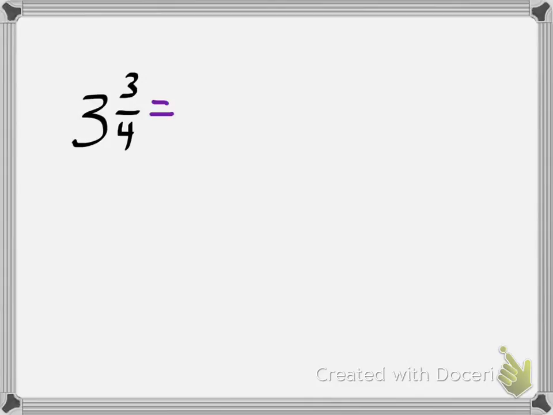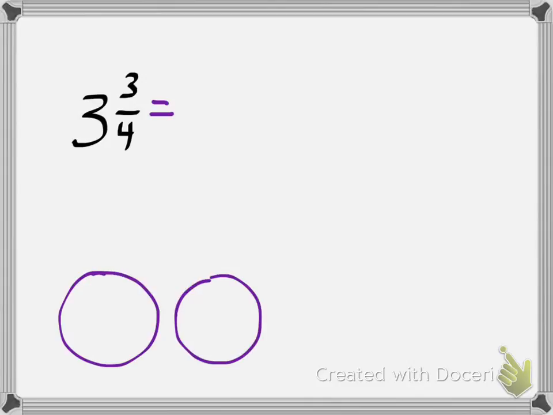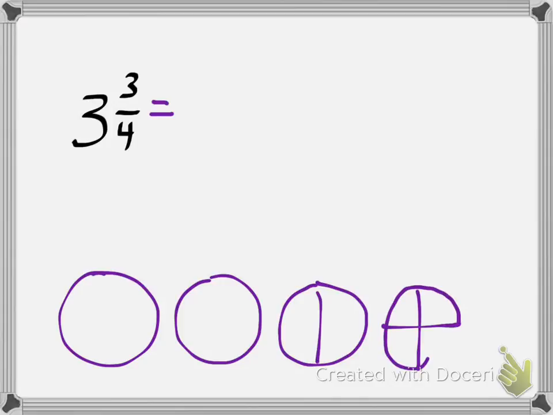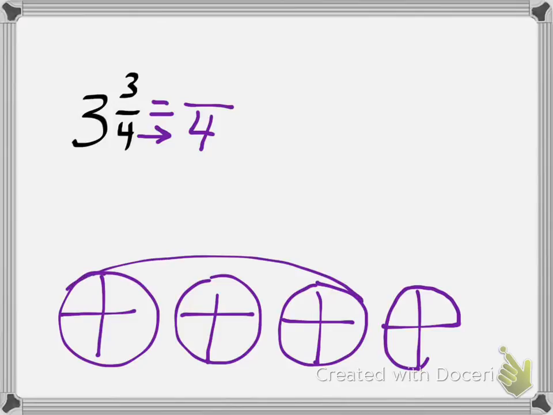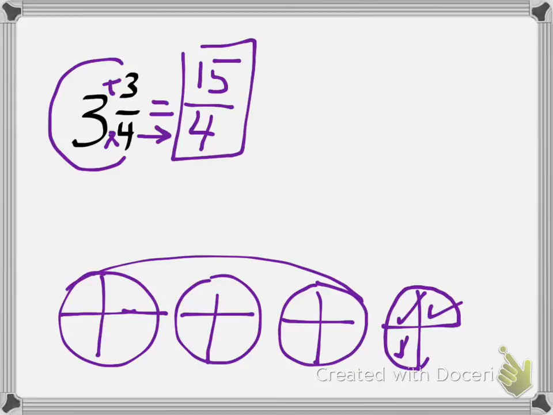For our next one, we have 3 whole ones, and then we have 3 fourths. So we're going to cut everything into fourths because we want a fraction. Our denominator is going to stay the same. So now we just have to take a look, and if we count, these give us 4, 8, 12. So 3 times 4 is 12, plus the 3, 12, 13, 14, 15. So that gives us a total of 15 fourths.